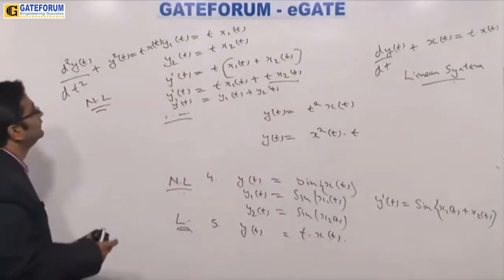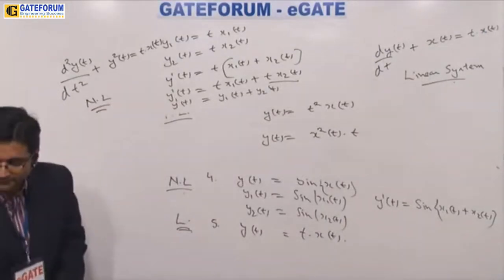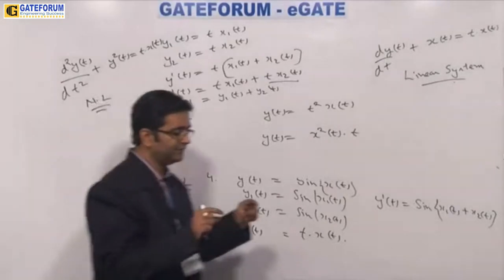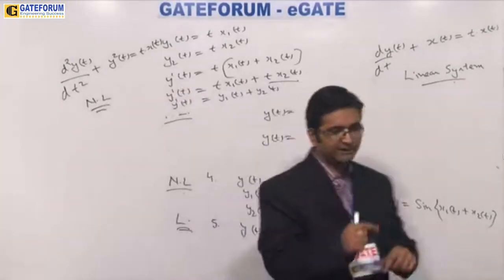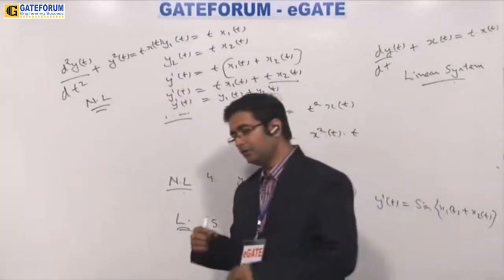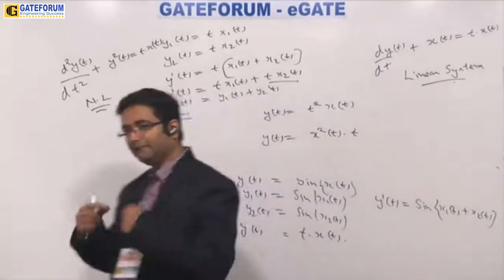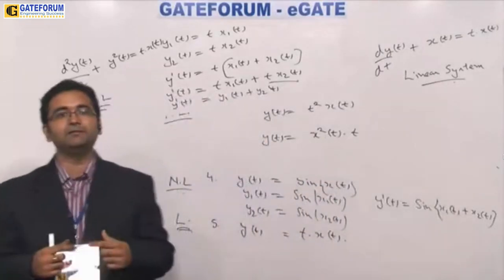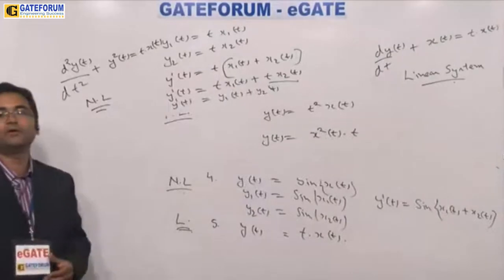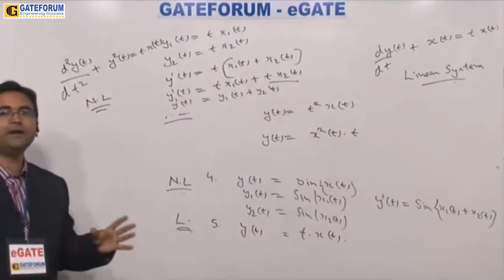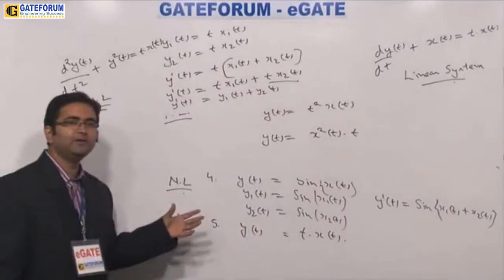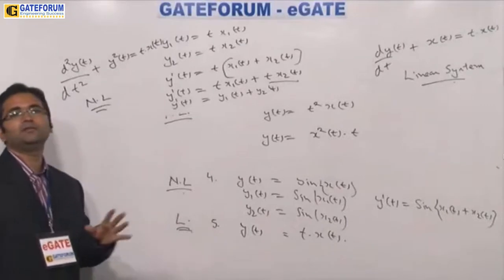Okay. So try to understand the rule. The rule is very simple. If you find in the equation that the dependent variable is multiplied with another dependent variable or its derivative, or with itself, it becomes a non-linear system. If it is multiplied with an independent variable or not multiplied with anything, it is a linear system.